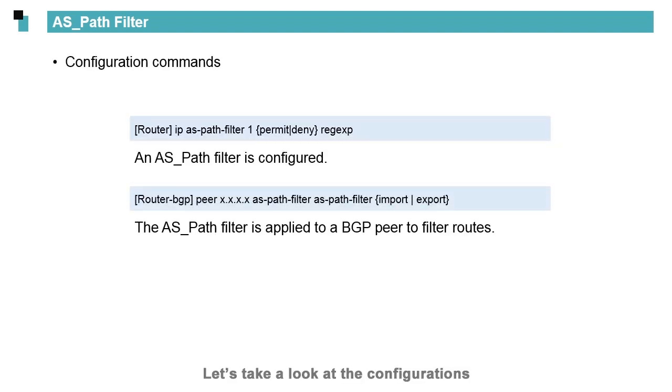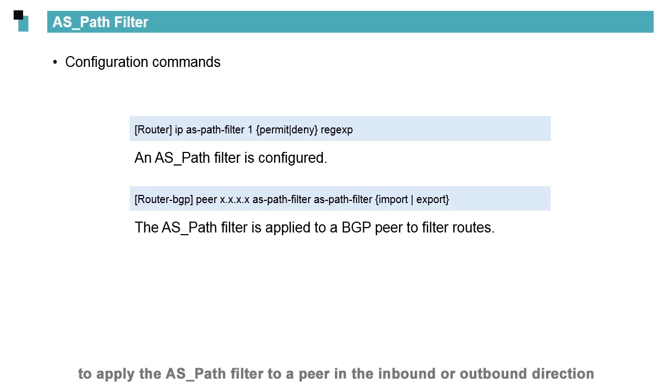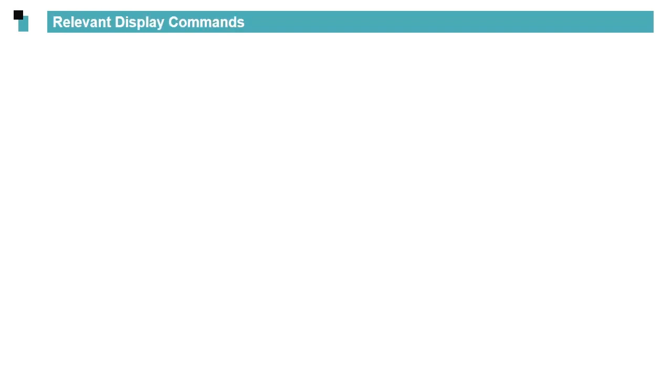Let's take a look at the configurations for matching the AS path using a regular expression. First, we need to run the ip as-path-filter command to configure an AS path filter with one or more regular expressions. Then, run the peer as-path-filter command in the BGP view to apply the AS path filter to a peer in the inbound or outbound direction.